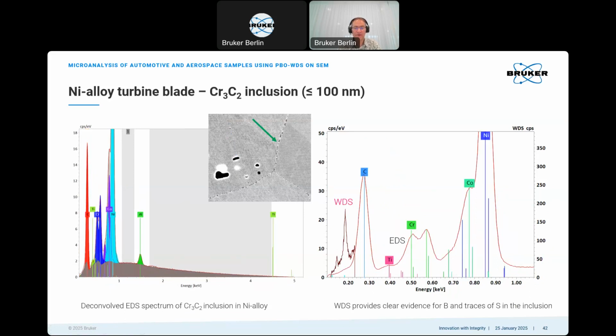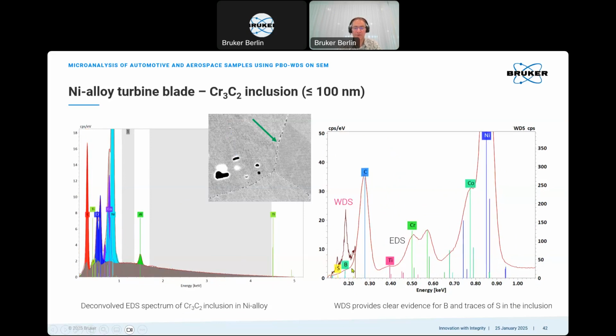And then finally we look at the very tiny inclusion trails on the grain boundaries. We applied 5 kV here, and still this is not sufficient. We have a high signal from the surrounding matrix containing nickel and cobalt, but we can clearly see this peak here, which is boron. So they are also borides, and there are traces of sulfur as well in these samples.